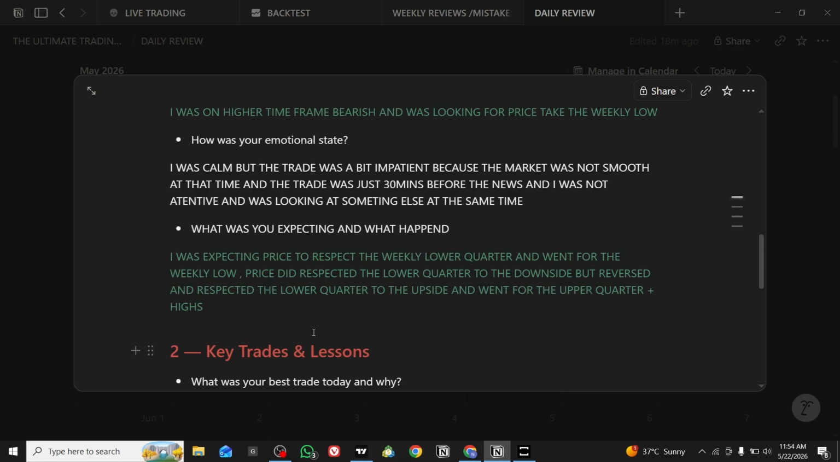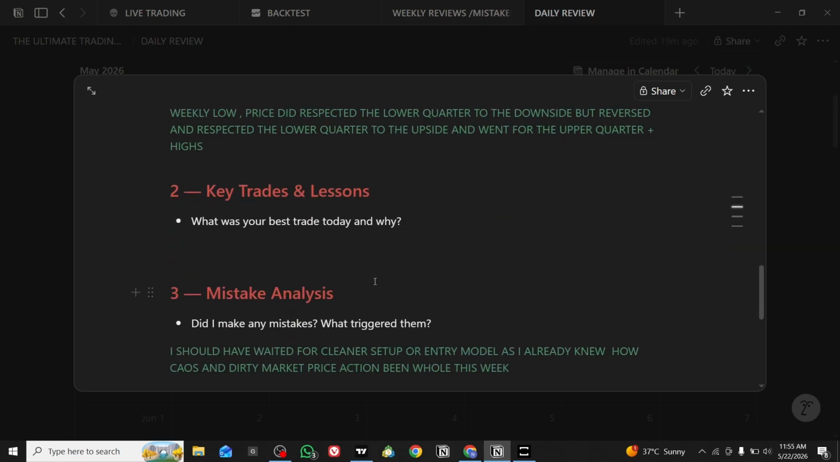What I was expecting, I was expecting price to respect the low quarter, which it did, and went to the downside, but it faced an unexpected thing, and they respected the low quarter to the upside and went for the upward. Okay, what was the best trade? So there was no trade. I didn't set it by myself.